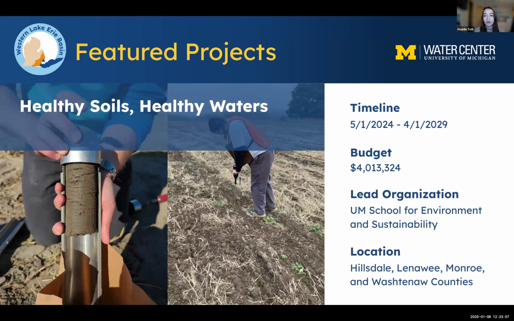Healthy Soils, Healthy Waters will enhance knowledge of soil health and water quality in southeastern Michigan, focusing on regenerative practices in the WLEB. By linking farm management to soil microbiome health and monitoring water quality, the team aims to improve predictions of management impacts. Results will inform conservation programs and engage the agricultural community for co-learning. This project is funded through spring 2029 and has a $4 million budget.